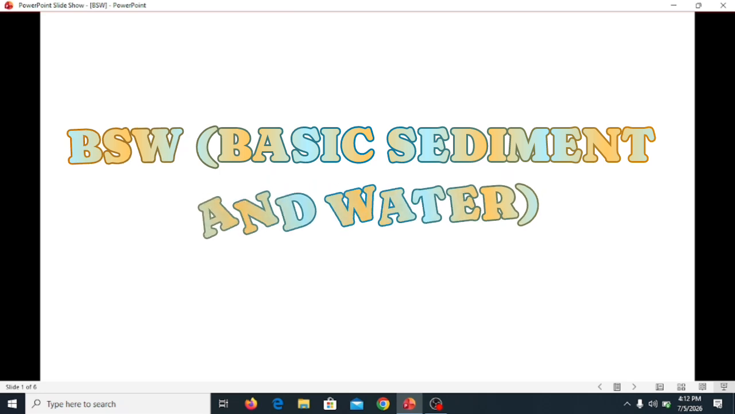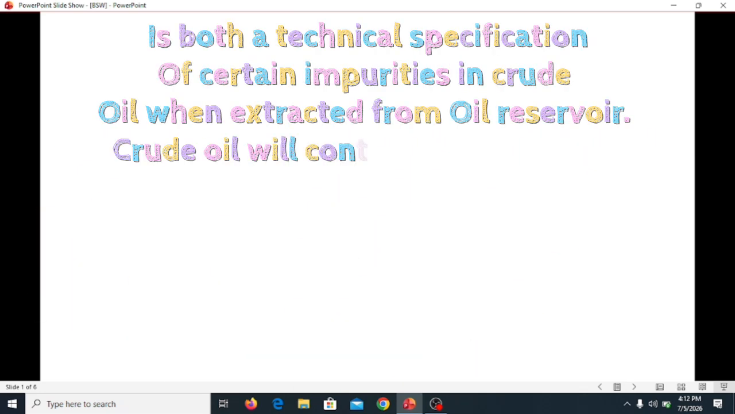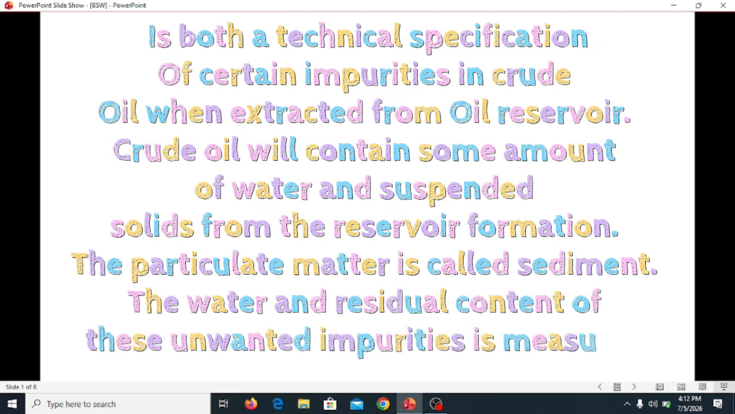BS and W is both a technical specification of certain impurities in crude oil when extracted from the oil reservoir. Crude oil will contain some amount of water and suspended solids from the reservoir formation. The particulate matter is called sediment or mud, while the water that is present in the crude oil, we call it the basic sediment and water, which is the BS and W.